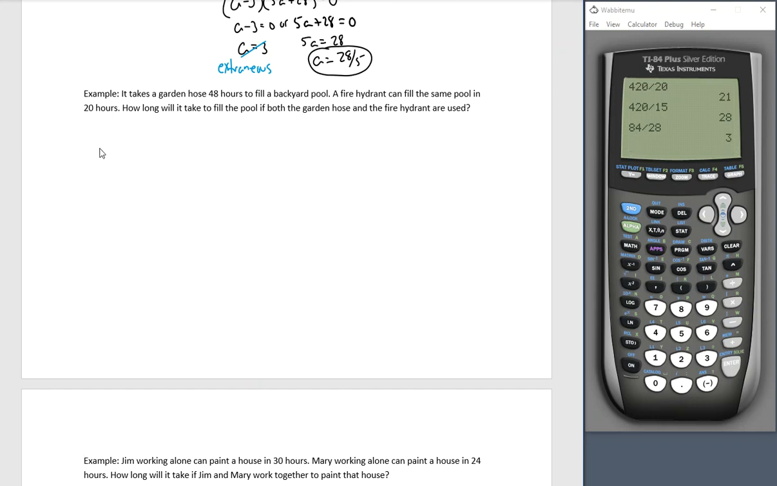Let's figure out how much time it is going to take. It takes a garden hose 48 hours to fill a backyard pool. So I'm going to write this down over here. Hose, 48 hours to fill. A fire hydrant, that's getting pretty dramatic, can fill the same pool in 20 hours. How long will it take? So find the time to fill the pool if both the garden hose and the fire hydrant are used. All right, so they're working together.